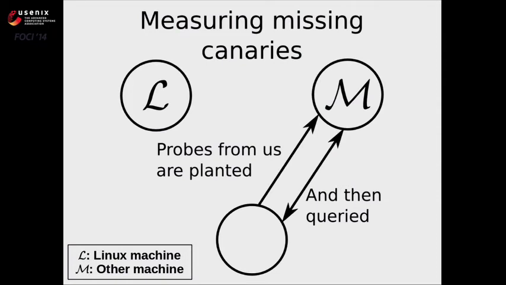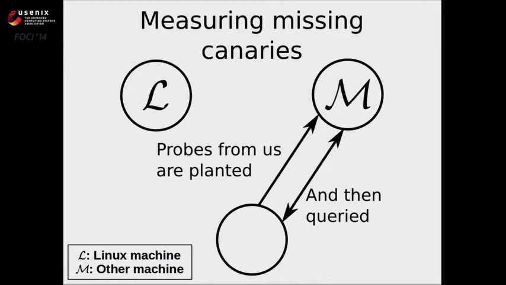Now, how do we know how many canaries were knocked out? Well, to measure that, we have to perform one other step. This time, this is actually the first time we're sending packets that are actually from us. So we send probes from us, a whole bunch of them. We plant them in M's fragment cache, as many of them as we can.